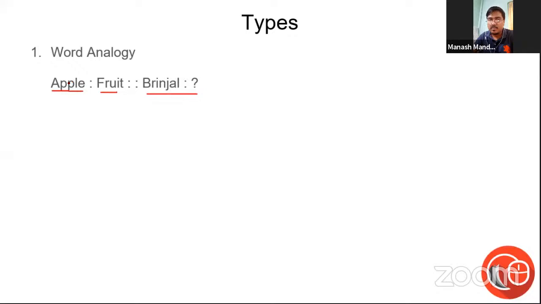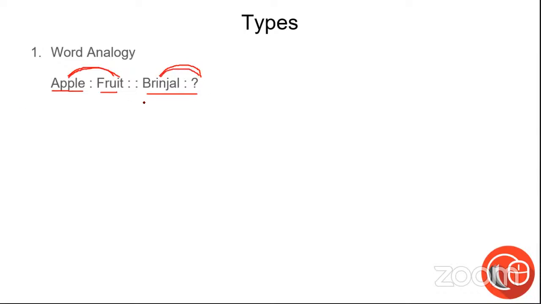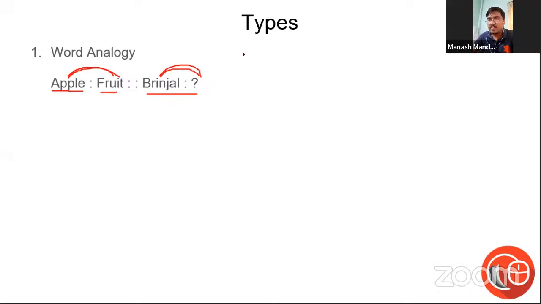What does this mean now? This means that the relation between apple and fruit is same as this brinjal and the option that we need to click. So what is the relation between apple and fruit? That apple is a fruit, right? So brinjal is a vegetable. So if there is an option called vegetable, we have to mark that. Okay, so these are very easy questions. This type of question won't be asked in an exam, so don't expect this type of easy questions.